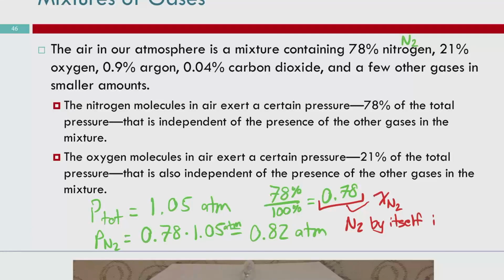So N2 by itself is 0.82 atmospheres of pressure because of the volume, because of the temperature, the number of moles of gas. That's how much pressure it's exerting.